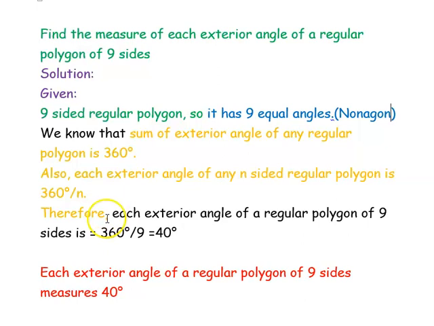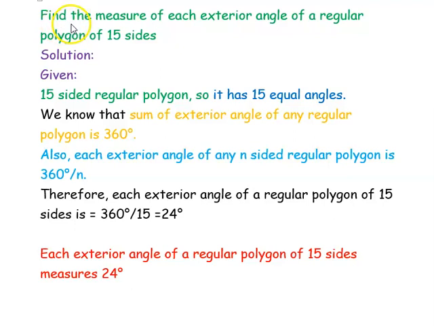So therefore, each exterior angle of a regular polygon having 9 sides is given by the relation 360 degrees divided by 9. So if you simplify that, you will get 40 degrees. So each exterior angle of a regular polygon of 9 sides measures 40 degrees.